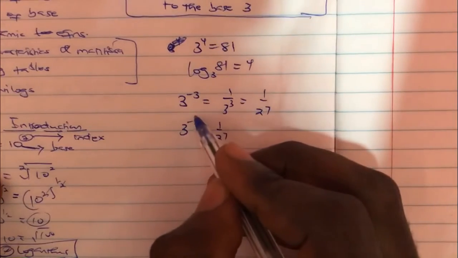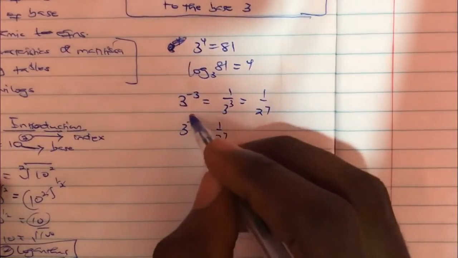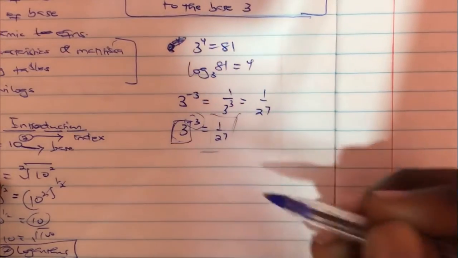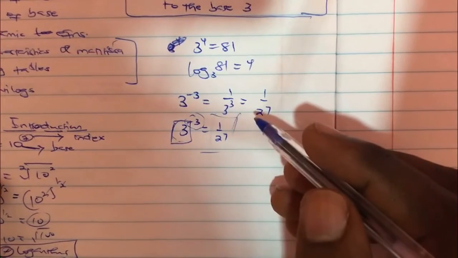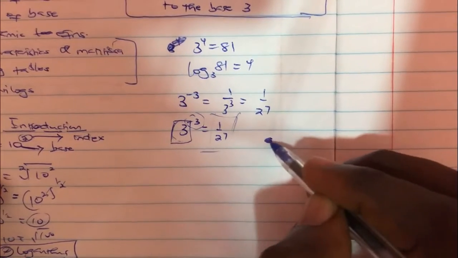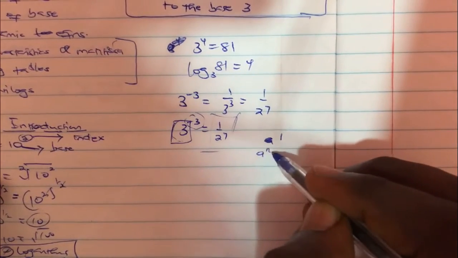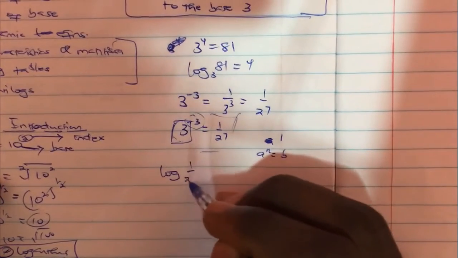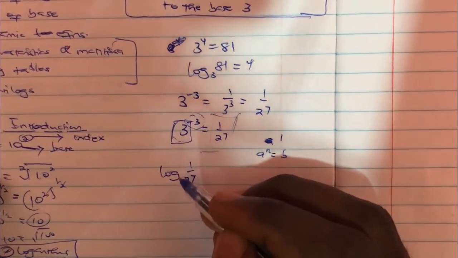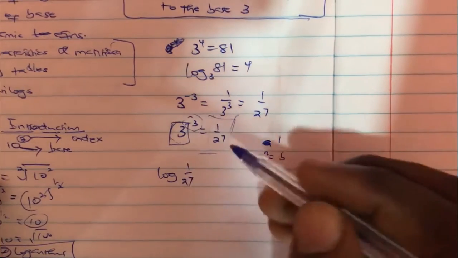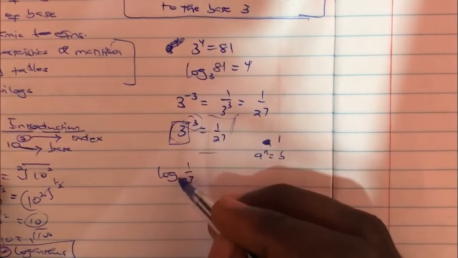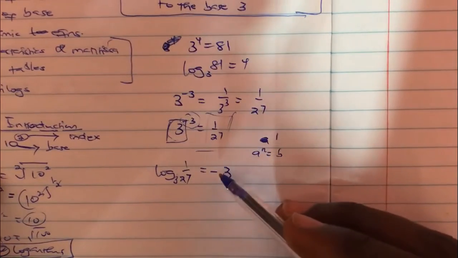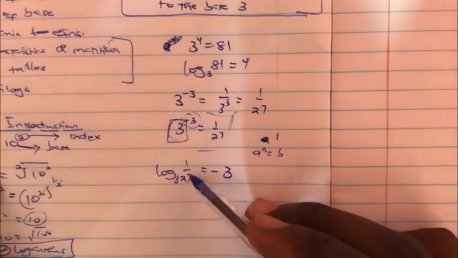So now you need to first identify your index. So this is our index, this is our base, and this is our number. It's of the form a exponent n is equal to b. So we are saying the log of which number, of 1 out of 27, to which base? Yeah, I'm waiting for you. Okay, now the base is 3, not negative 3. So in other words, negative 3 is the logarithm of 1 out of 27 to the base 3.